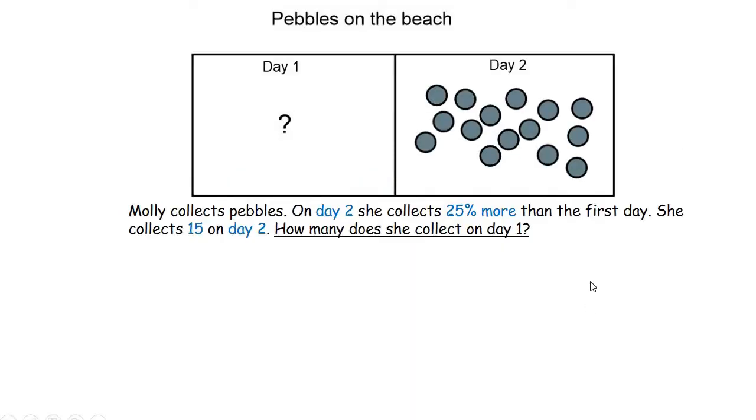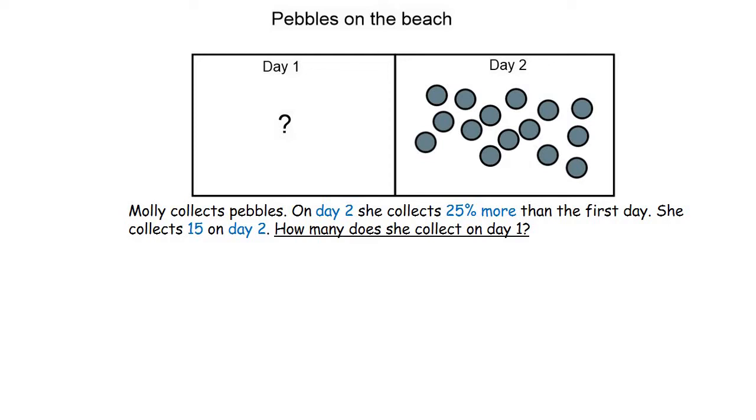A really common mistake people make is that they find 25% of the new day and take it away. So people would find 25% of 15 and take it away. This does not work, okay? It's a really common mistake, but it does not work because it's 25% increase on the original amount, not 25% off the new amount. So please be very careful with that. So we're going to look at what does work.